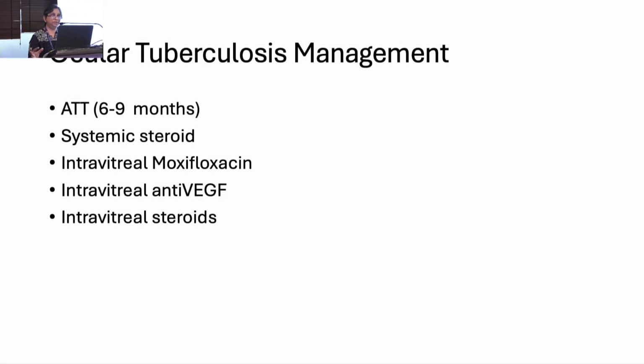Whether you should use systemic steroids in TB or not, that is still debated. Some cases, you might just get away with giving ATT alone. And if it's a vascularized lesion, granuloma, you can give intravitreal anti-VEGF. Certain cases, there are case reports of intravitreal moxifloxacin being used, to speed up the resolution of the granuloma. In case of inflammation which is not responding to steroids, so you get paradoxical worsening, we have even tried intravitreal steroids under ATT cover.